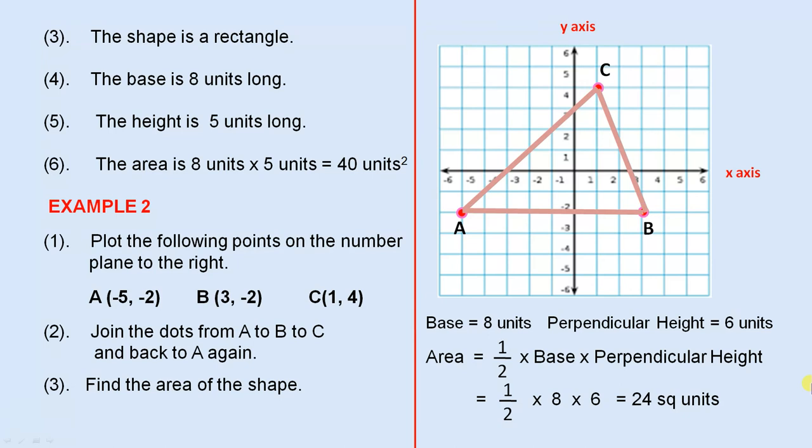So this video has introduced us to some very basic ways of applying our knowledge of ordered pairs, and we've seen 2 examples involving a rectangle and a triangle.